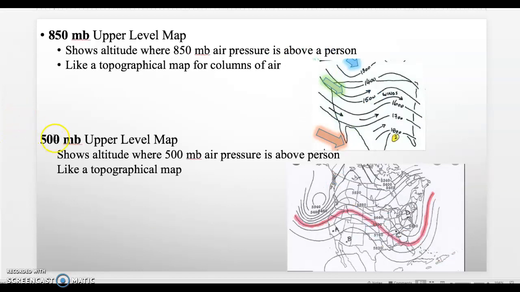We could have a 500 millibar map, and we're going to be using 500 millibar maps quite a bit. You see, obviously, that the altitudes change. 500 millibars is far above 850 millibars of pressure. And so the altitudes that we're looking at are far above the altitudes that we were looking at in the past. We're up around 5,700 meters. Before we were around 1,500 meters. This is a 500 millibar map.